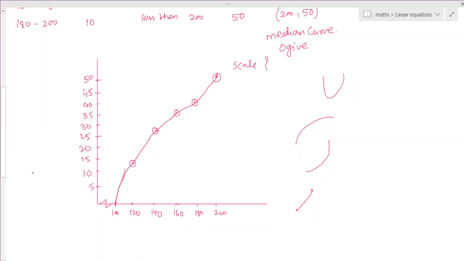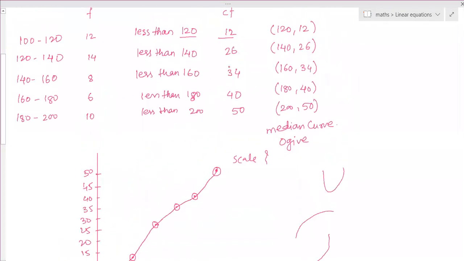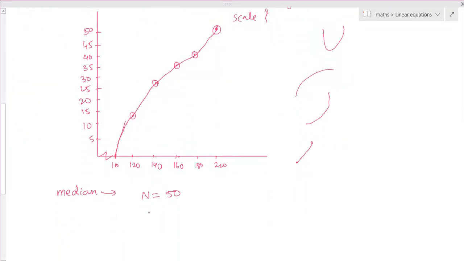And one more thing is how to find the median value from this graph. For median, find n. What is n here? 50 is the n value, that is the total sum of all frequencies. Total sum of all frequencies is 50, so n is 50. Then take n by 2, the value is 25. On the y-axis, 25. Where is 25 on the y-axis?